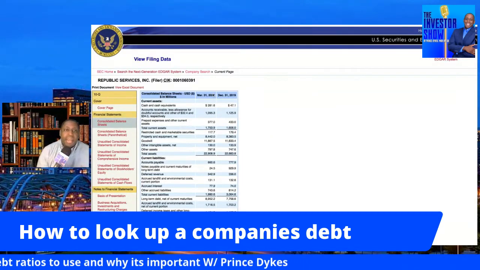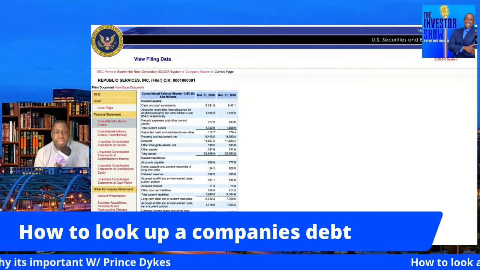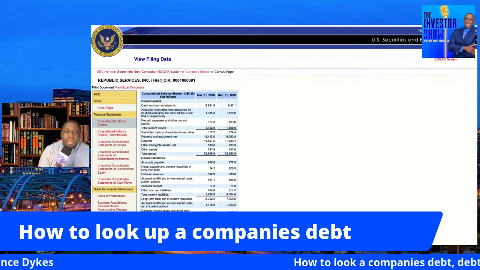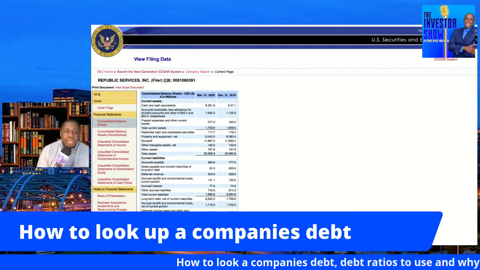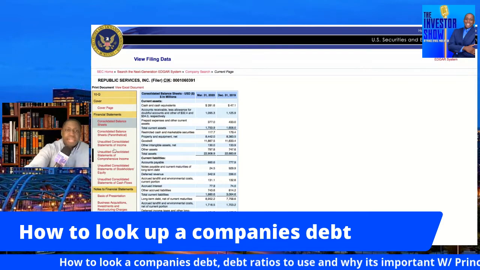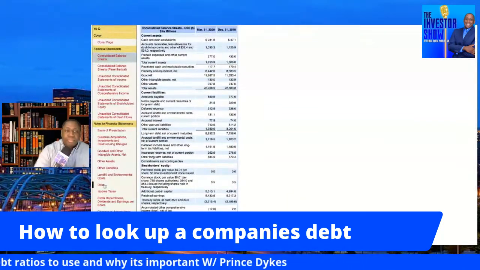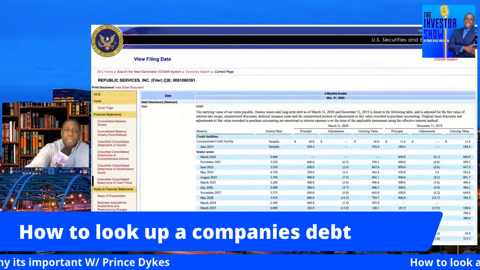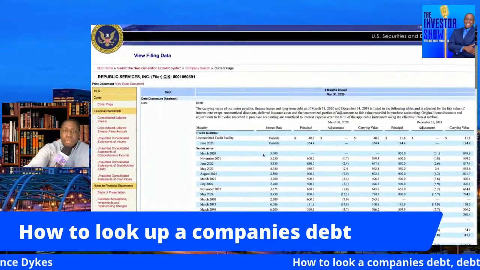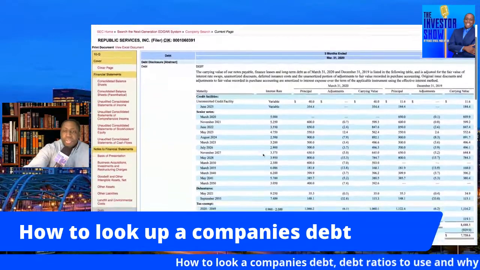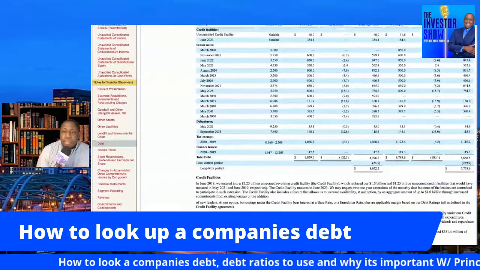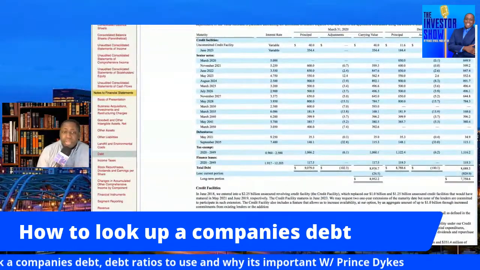Right here, I have a company pulled up called Republic Services. It's a company that I'm kind of looking into, a waste management company. So let's say I want to know how much debt this company has. I can go right here to their debt. Boom. This is a pour out of all of their debt as of March 31st of 2020. So this is in millions.